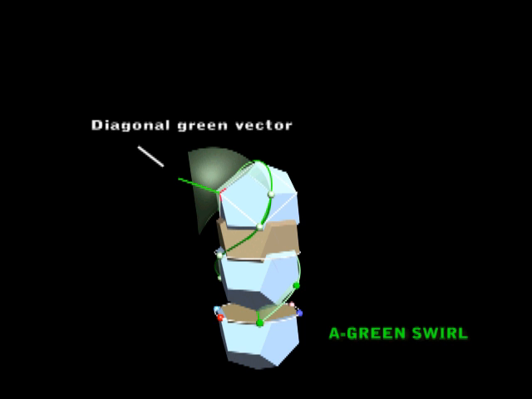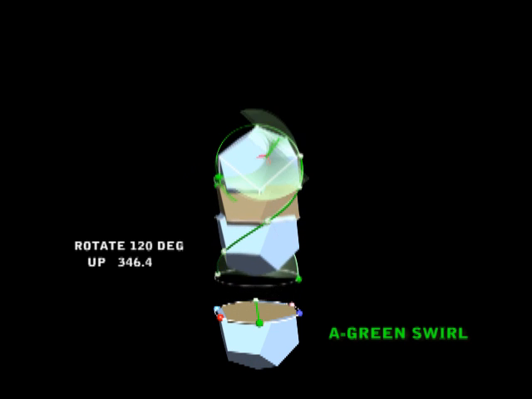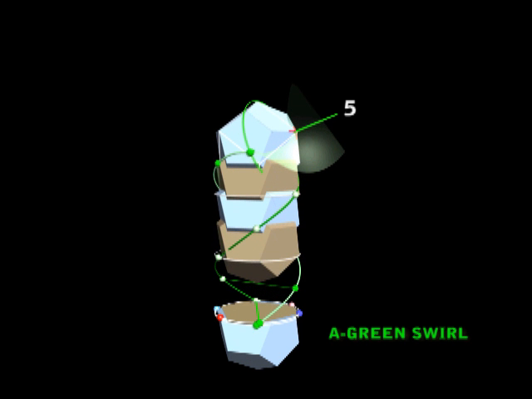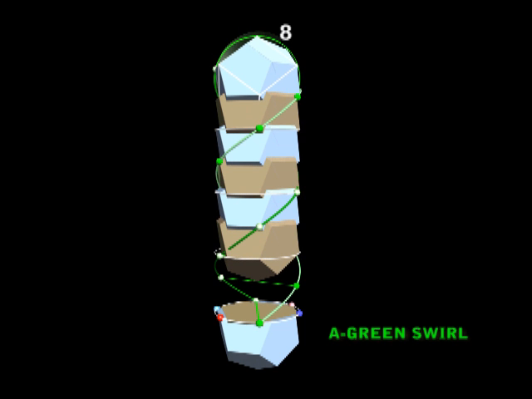So these green swirls are now going to give us diagonal vectors. And the bend angle is 109.481. This swirl will start at 2, and then she'll go on to 5, and then she's going to go on to 8, and then we'll go back down again to start.